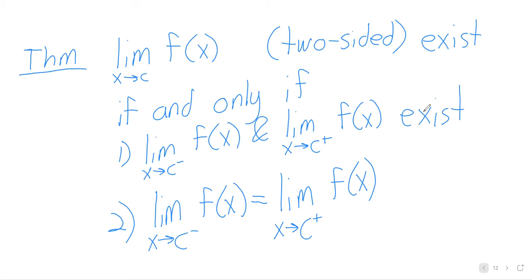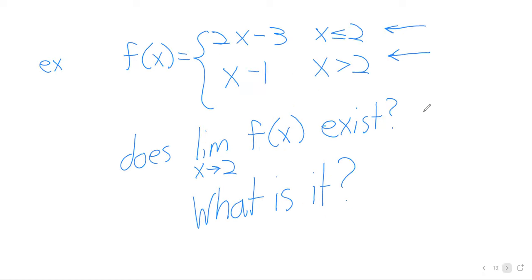Well, let's go back to this theorem. This theorem says we can find the left-hand limit and the right-hand limit. And if those limits exist and they are the same, then the two-sided limit exists. And finding the one-sided limits is fairly straightforward. We can ask what happens when x is less than 2.